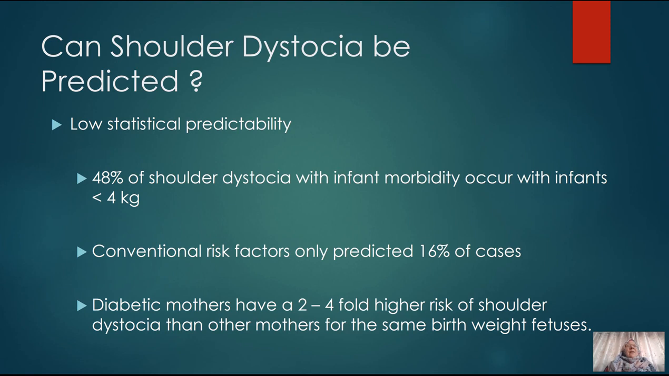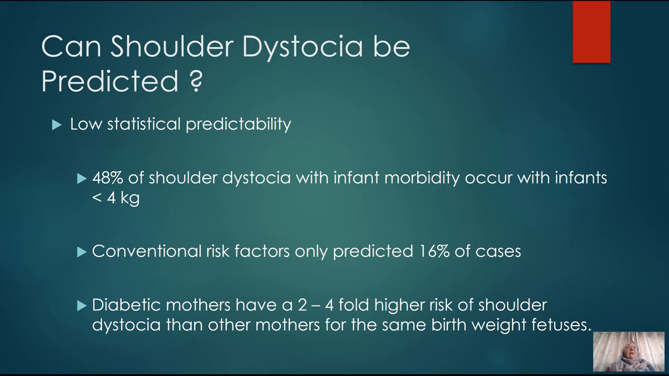safely. There's a very low statistical predictability, because about 50% of all shoulder dystocias, for example, occur in babies that are less than 4 kilograms. So if we look at something that people regard as one of the most important risk factors, which is a baby above 4.5 kilos, we can see 50% will happen to babies who are only less than 4 kilos. So only 16% of shoulder dystocias can be predicted with these risk factors that we've listed, and therefore we can really say it's not predictable.